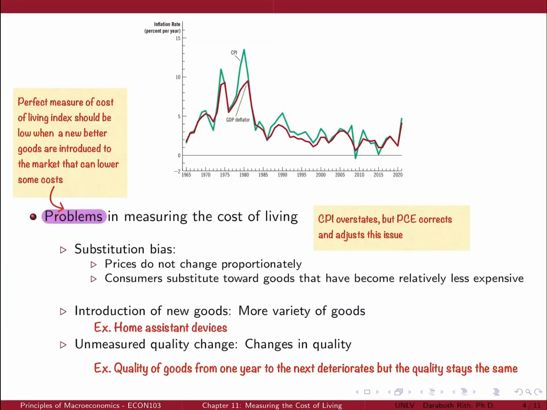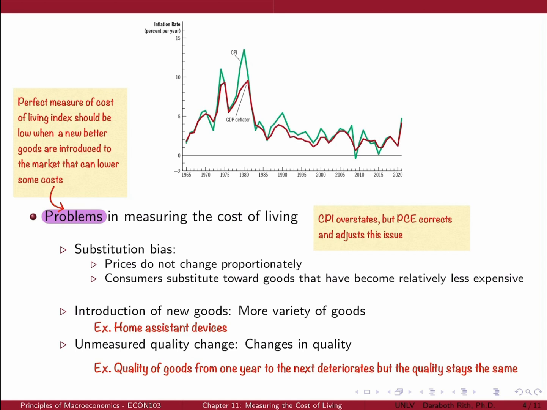Here, let us observe the graph illustrating the trajectories of the CPI and the GDP deflator. In the graph, CPI is represented in green, while the GDP deflator is shown in red. Although both CPI and the GDP deflator are price index indicators, we see that CPI tends to overshoot compared to the GDP deflator. Let us explore the reasons behind these discrepancies.